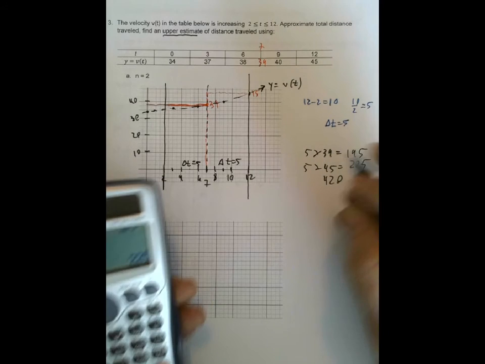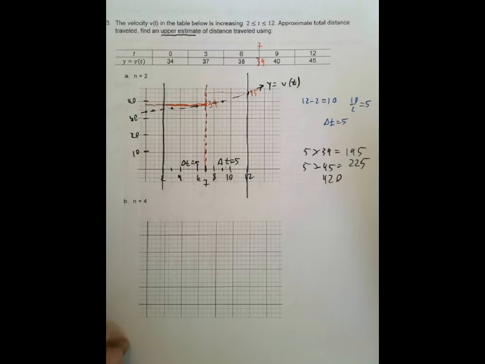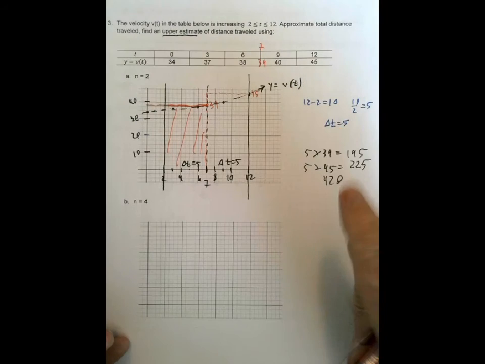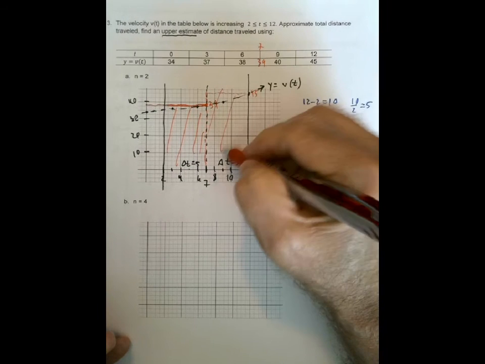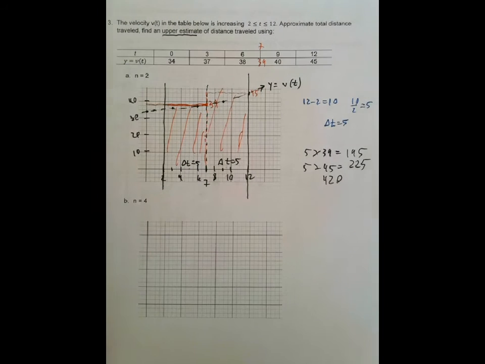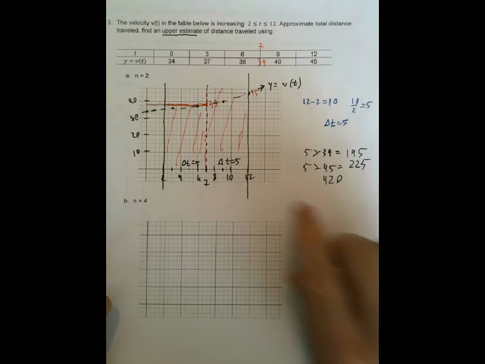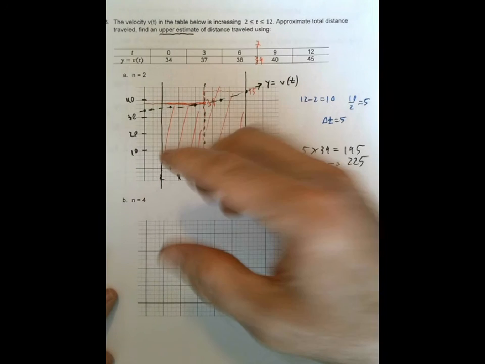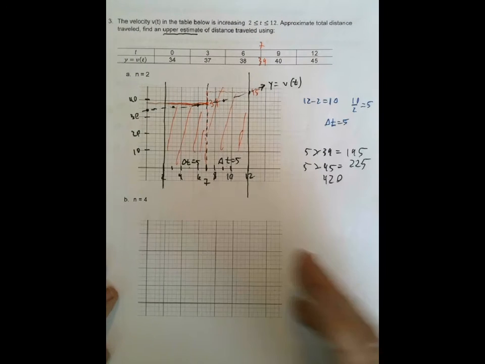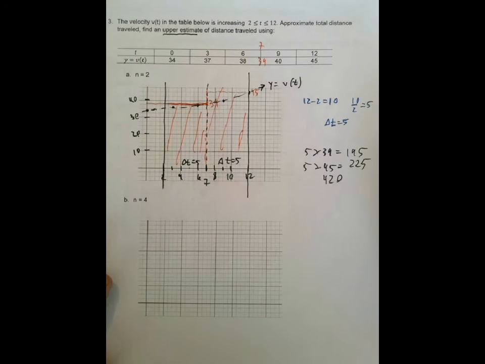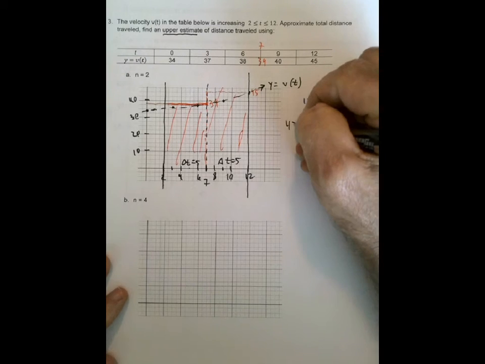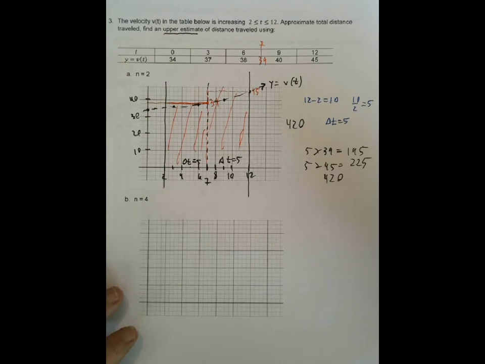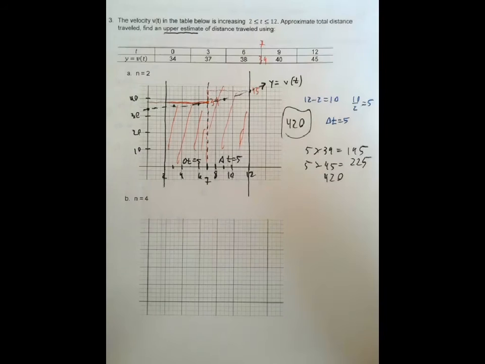225. So this rectangle here is the 195. This one is the 225, right? And so we add them together and they come out to be 420. So our upper estimate, our overestimate for the area under this curve, which is the distance that the vehicle traveled from 2 to 12 seconds or whatever the units are, we're going to say it's a distance of 420, right?